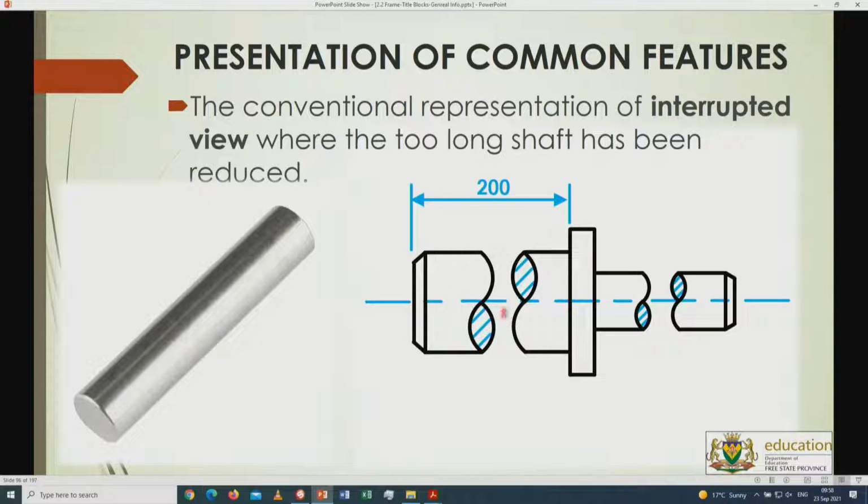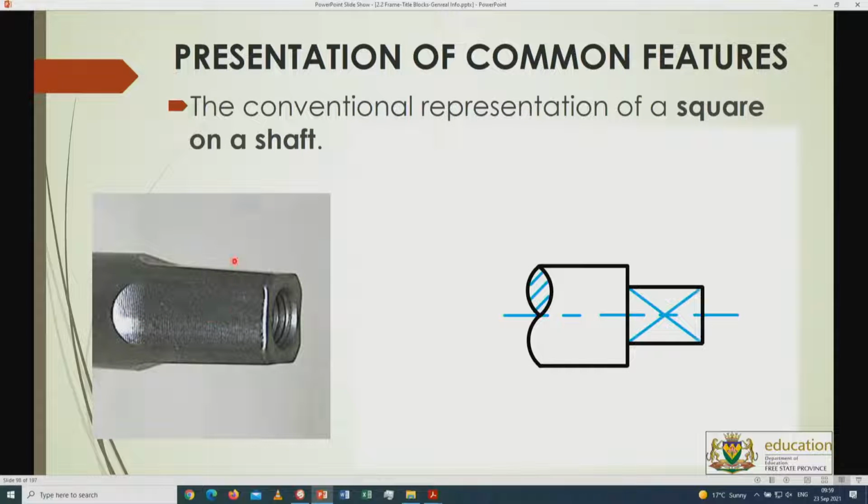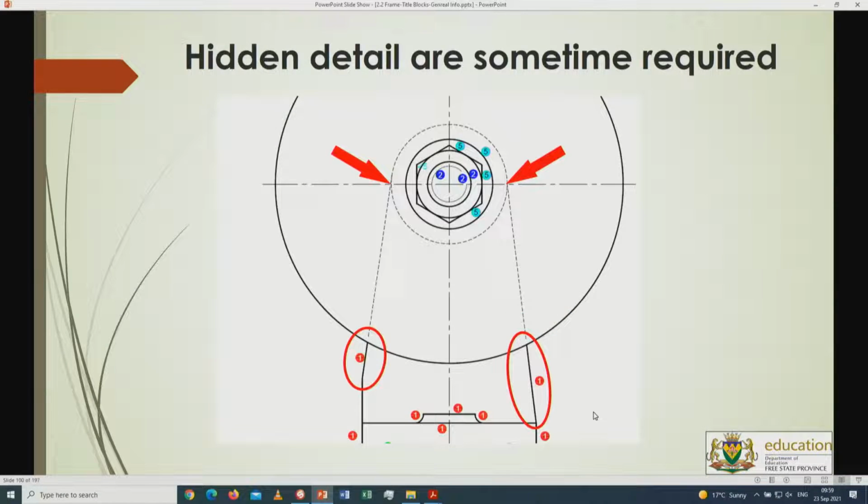Interrupted view, this part over here, was asked in earlier exam papers by DBE itself, so therefore interrupted view, still the dimension is from side to side, the true dimension that you will get. All right, this is a tapered shaft that you see over here, square on the shaft, also applicable for this question paper, that is shown by the square of the shaft. And ladies and gentlemen, if you have to do dimensions on that square of shaft over there, it should be a square 20 by 20 wherever it goes. And of course, the real dimension will be placed in that part over there.